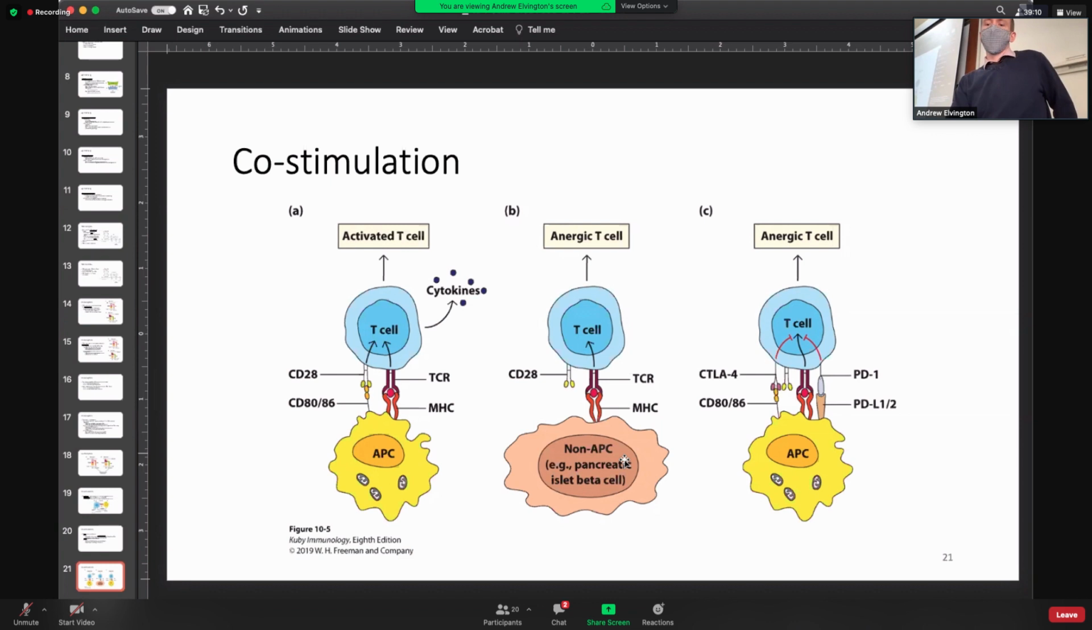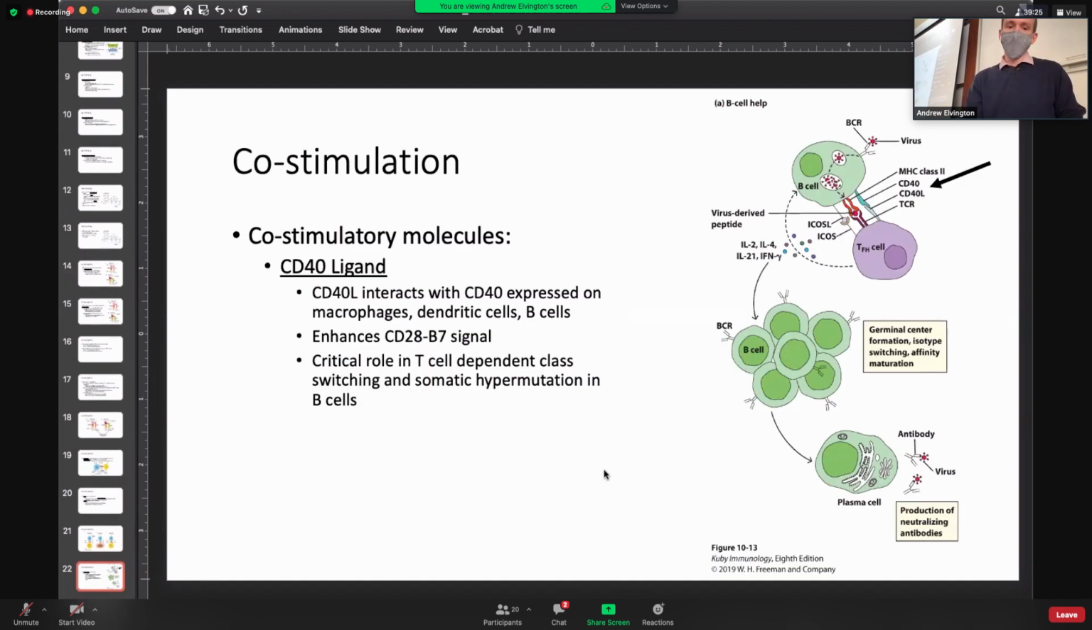And anergy is just making a cell do nothing. And there are some restriction events. If a T cell tries to see an antigen that's not being expressed by the right group, they don't express the co-stim molecules, and the T cell won't activate. So there you have some proofing in the background. There is another co-stim molecule to talk about, and it's called CD40 ligand or CD40L. It interacts with CD40 that's expressed in other locations. What this serves to do is enhance the signal. So CD28 binding is good. If you get CD28 and CD40 ligand binding, it's even better.